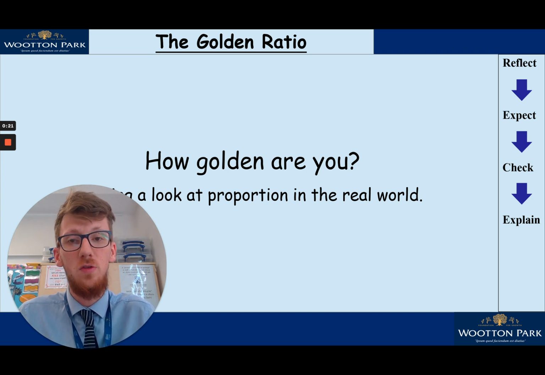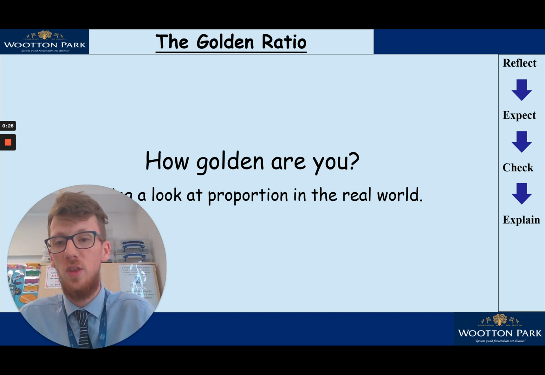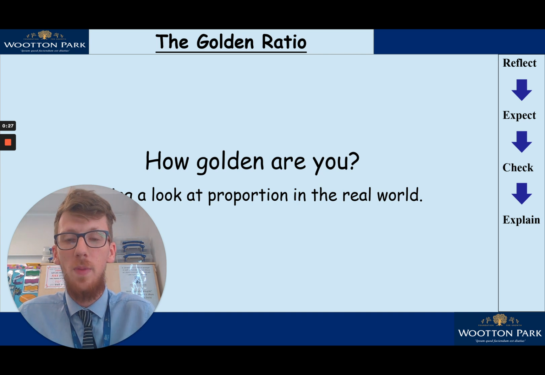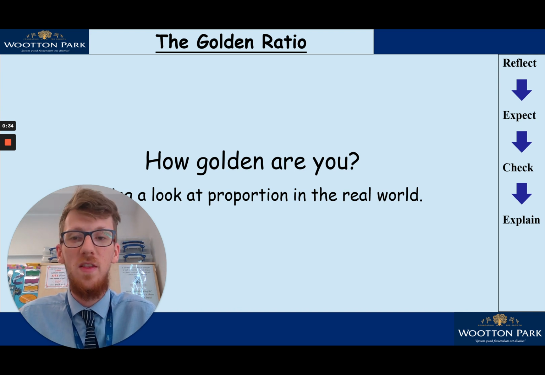What we're going to do today for your transition maths lesson is look at a bit of ratio and proportion in the real world, and you're going to do an investigation to find out how golden you are, and to see if you are more golden than your friends and family.